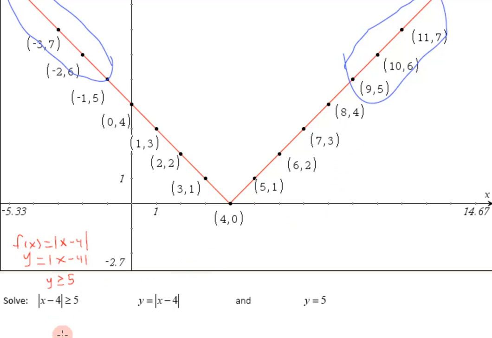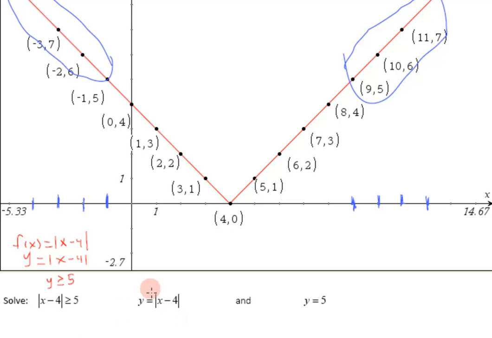Now the question is what x values do you put in there? Well, look at the corresponding x values. -1, -2, -3, right? Here's -1, here's -2, -3, -4. They have corresponding y values that are greater than that 5. Over here, 9, 10, 11, 12, etc. Going to the right, they have y values that correspond to greater than 5.